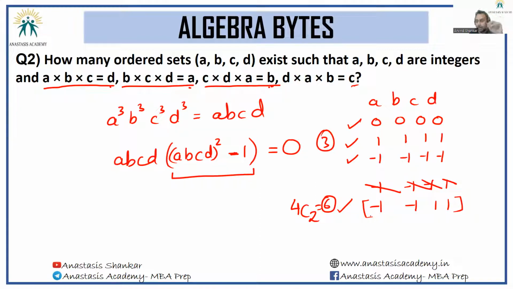That worked. Let me check if exactly one of them was -1. Would this be acceptable? A into B into C is equal to D. See, it gets violated there itself. So this is not an acceptable case. Effectively, I now have a comprehensive list of cases. How many ordered sets would exist? Answer would be 9.